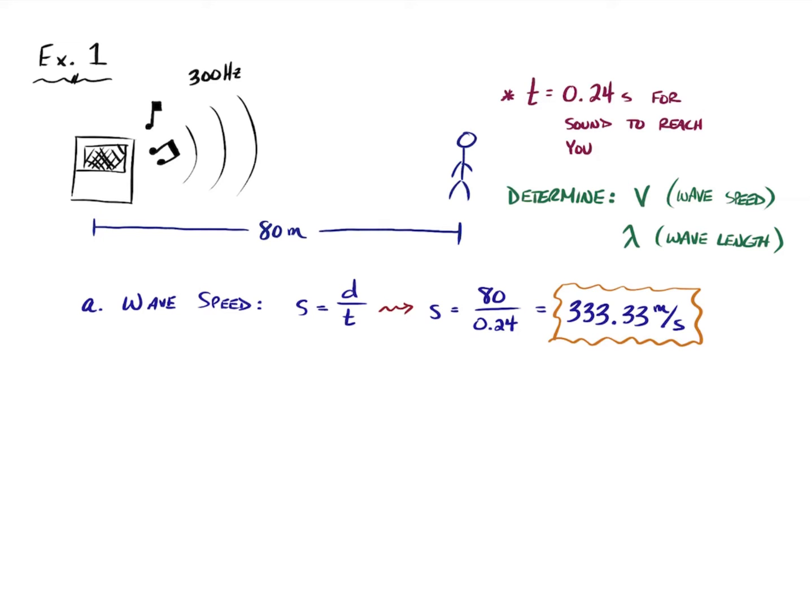So this sound is traveling at about 333.33 meters per second. It's close to the average of about 340 that we would expect through air. So we know that we've most likely done this correctly.